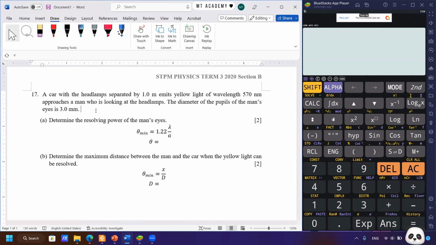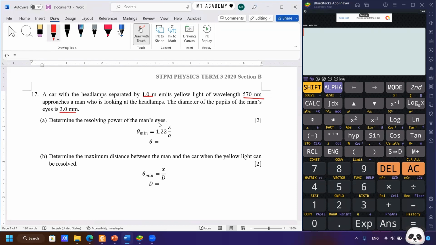Today, this video will discuss the Term 3 past year paper 2020, question 17. A car with headlamps separated by 1 meter emits yellow light of wavelength 570 nanometer and approaches a man who is looking at the headlamps. The diameter of the pupil of the man's eye is 3 millimeter. Determine the resolving power of the man's eye.